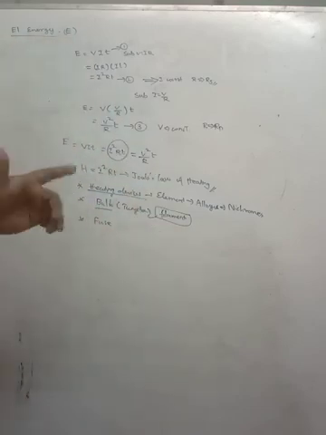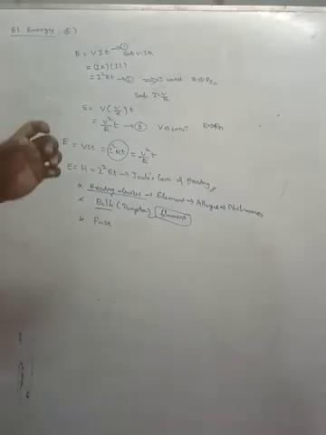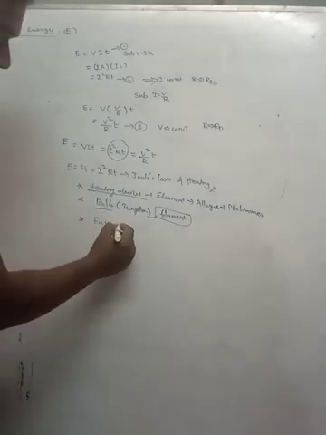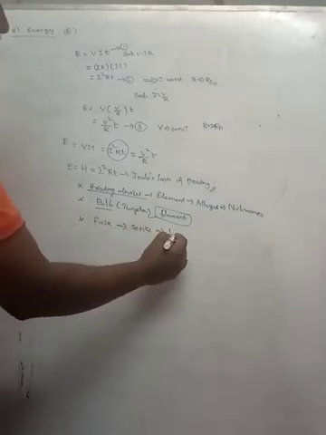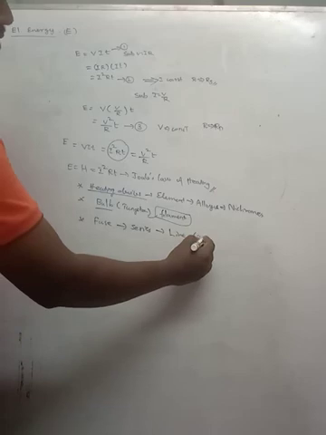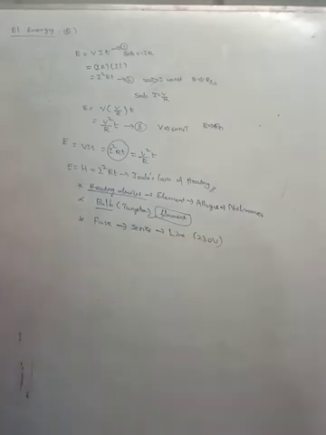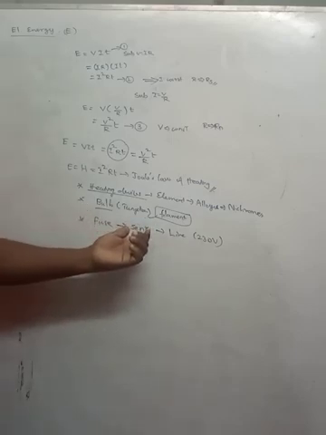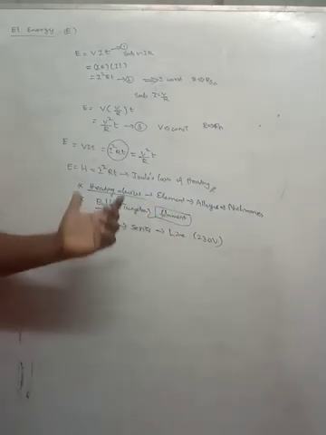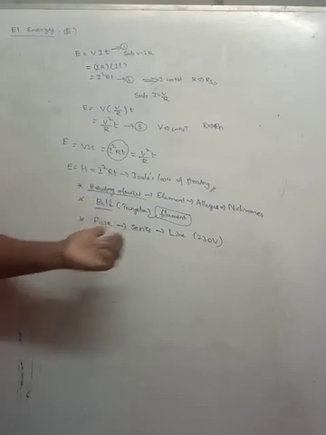The fuse is always connected in series combination with a live wire. It is always connected in series combination with which wire? A live wire, because only in the live wire we have the higher potential. 230 volt potential will exist. So the fuse wire is always connected in series combination with a live wire. That is the main application of the fuse.